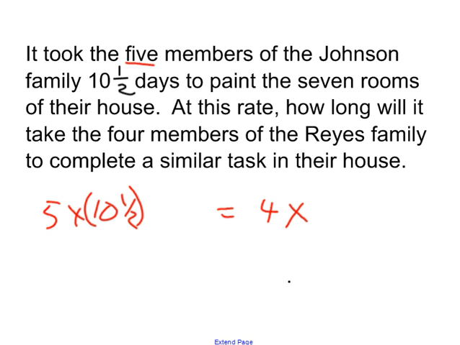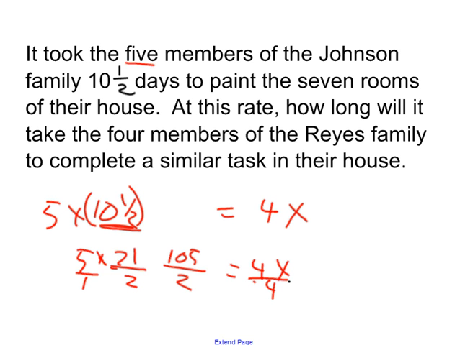I'm going to do my multiplication here. First of all, I'll write this part as an improper fraction: 10.5 would be 21 halves, times 5 over 1. 5 times 21 would be 105 over 2. That's how long it took the Johnson family to do it. I'm going to say that's equal to 4 times x for the Rees family. So I'm going to divide both sides by 4. In fact, I'm going to say 105 over 2 times the reciprocal of 4, which is 1/4.